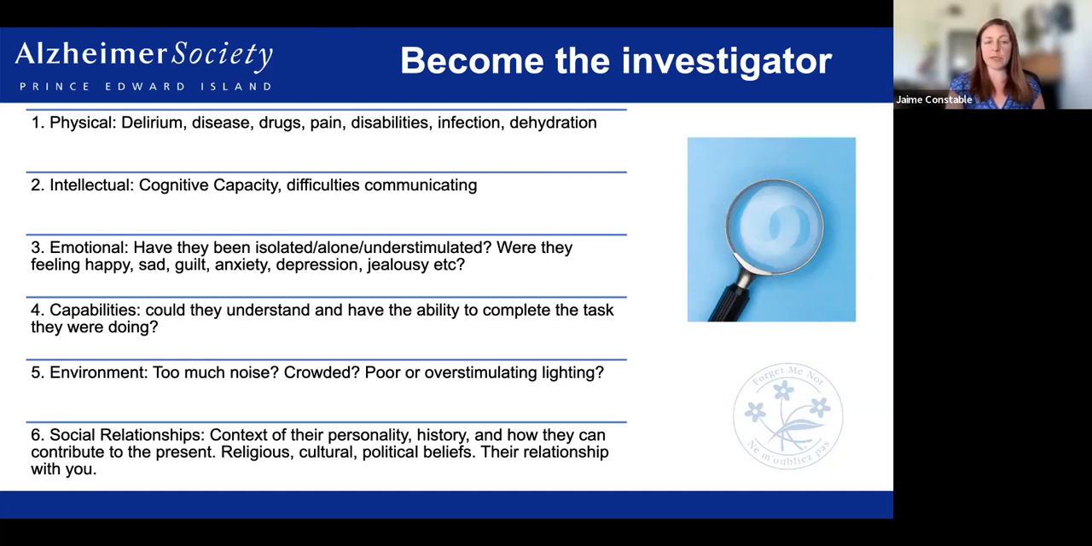And then there's also capabilities. Do they understand and have the ability to complete the particular task they were doing in the moment? Or was it too complicated? Did they feel like they were failing? Did they get frustrated and perhaps get angry? The environment, again, is there too much noise? Is it crowded? Is the lighting poor, or is there overstimulating lighting? And those kinds of things can increase agitation. And lastly, social relationships. You need to understand that the person living with this disease comes from a particular context of their personality, their history, and how those elements contribute to the present. Their religious, cultural, and political beliefs, and also their relationship with you. So it's good when you're looking at fulfilling that A part of the behavior analysis, the antecedents, to look at all these different things and write down what might be contributing to this behavior happening.